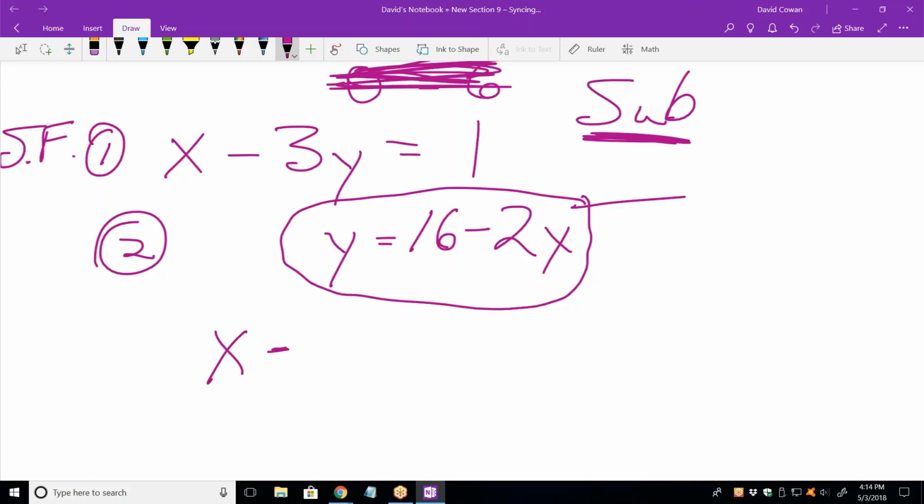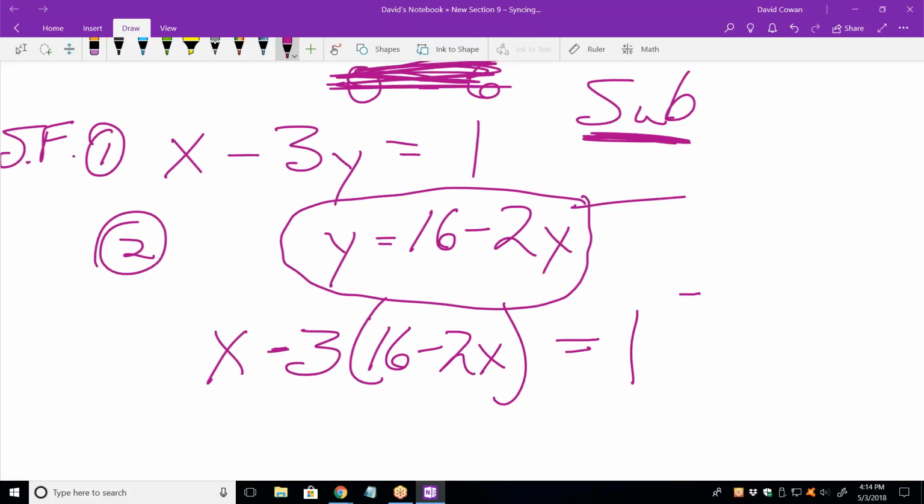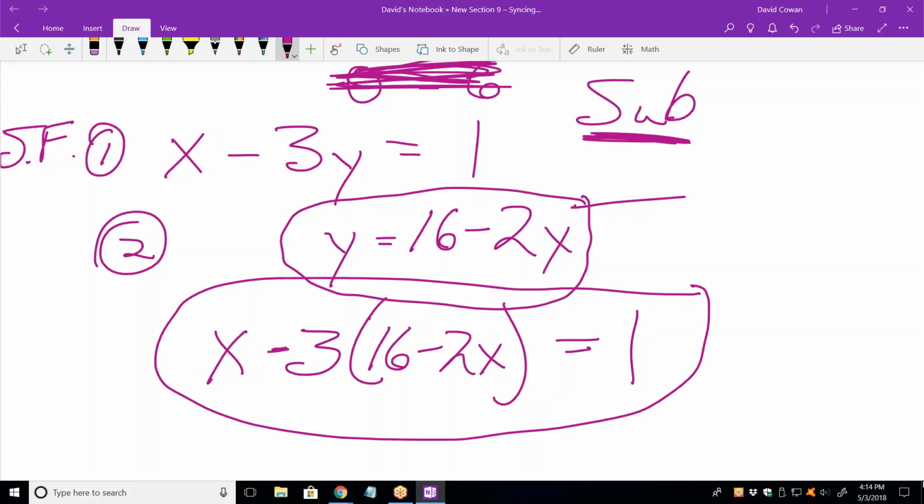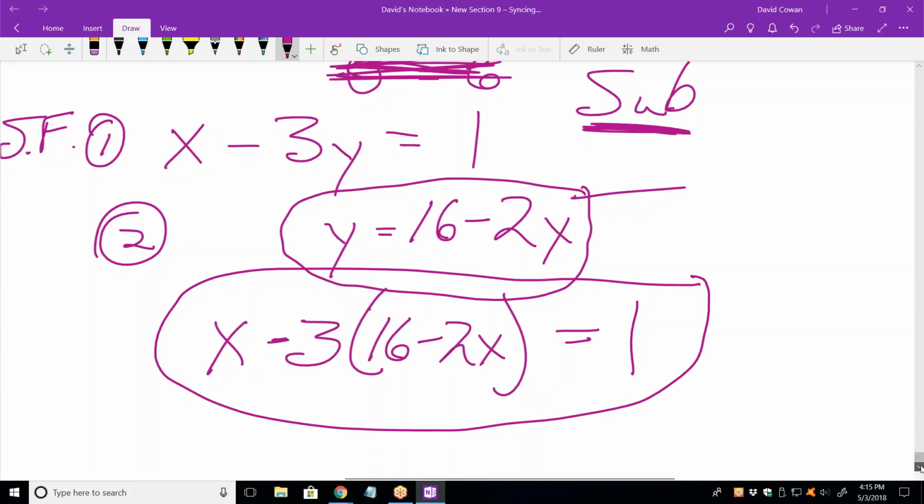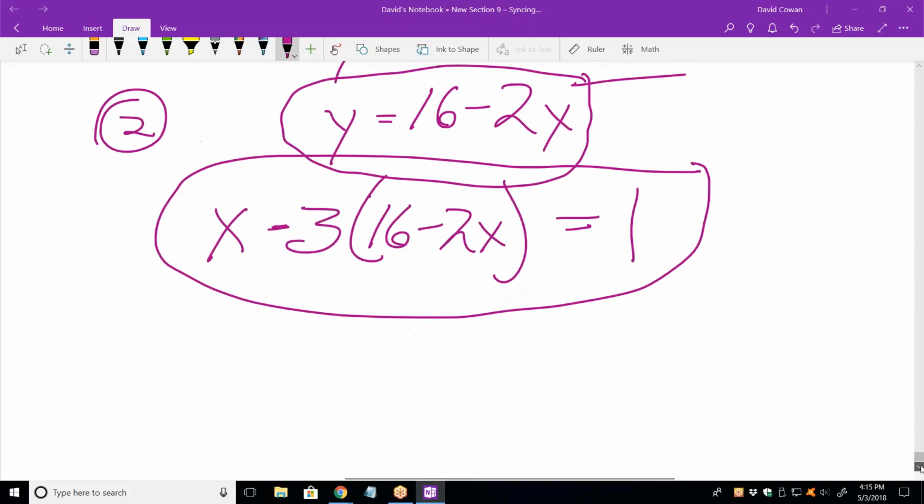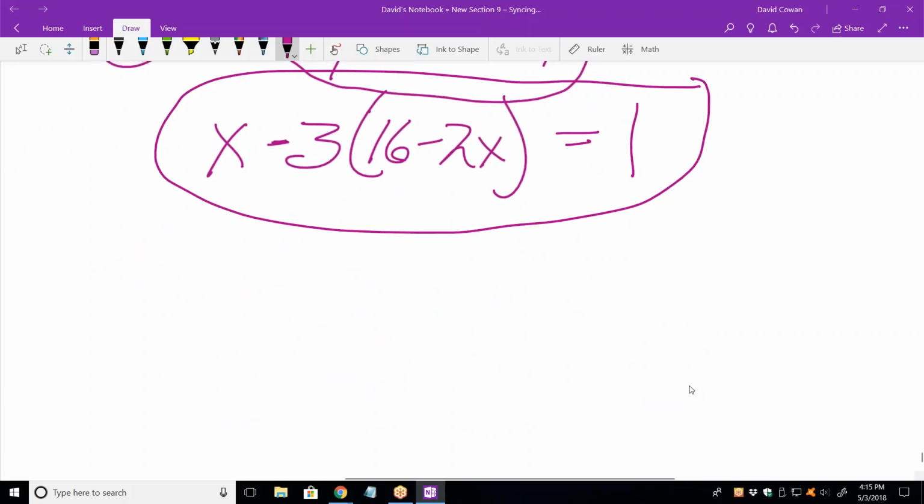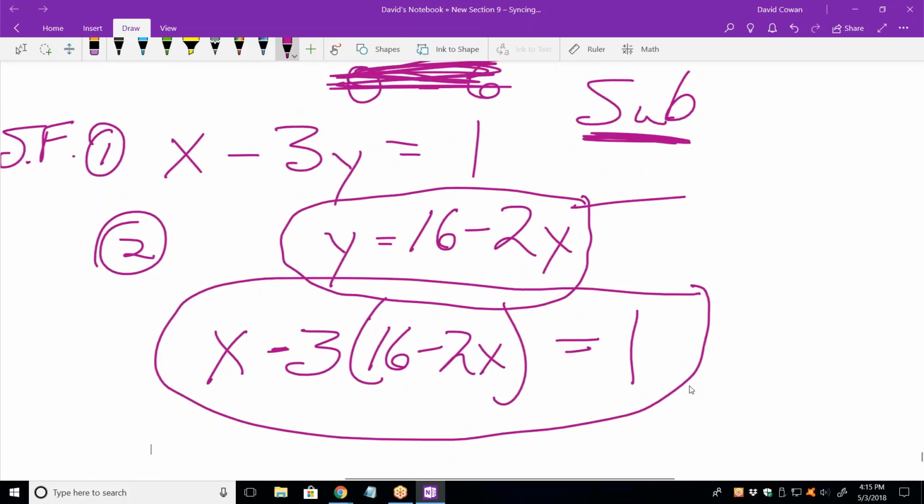We know what y is. Y is 16 minus 2x. And now we have only one equation and only one unknown. You can always solve those. Whenever you get it down to one equation and one variable, that's solvable. Solve this for me. What's the next line?